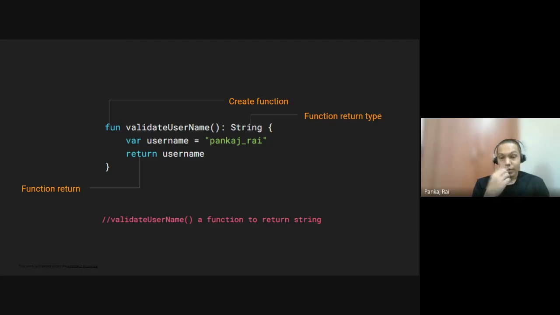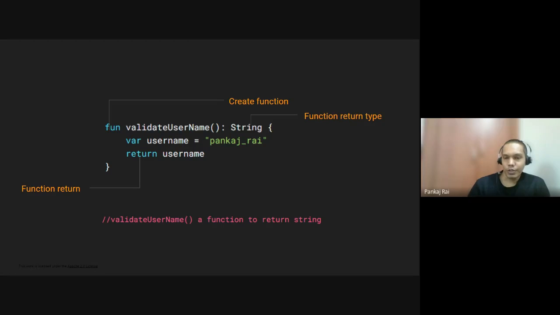And now let me talk about the function. For a function, as I said, we have a fun keyword, which makes the function a function. You have to write fun and then the function name. The naming convention followed here is that your function name should start with a small case letter, and then you can have your upper and lower case.